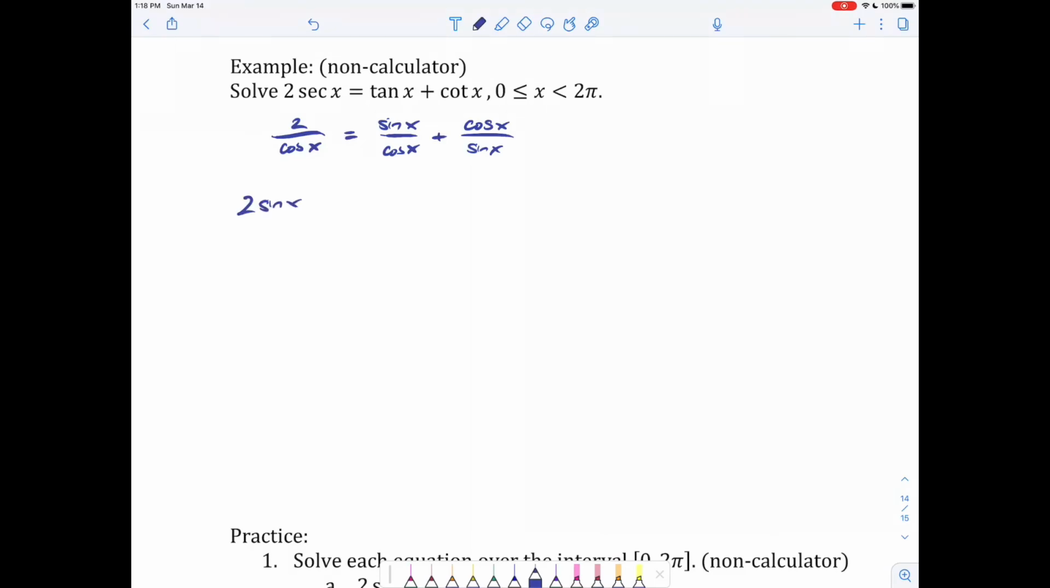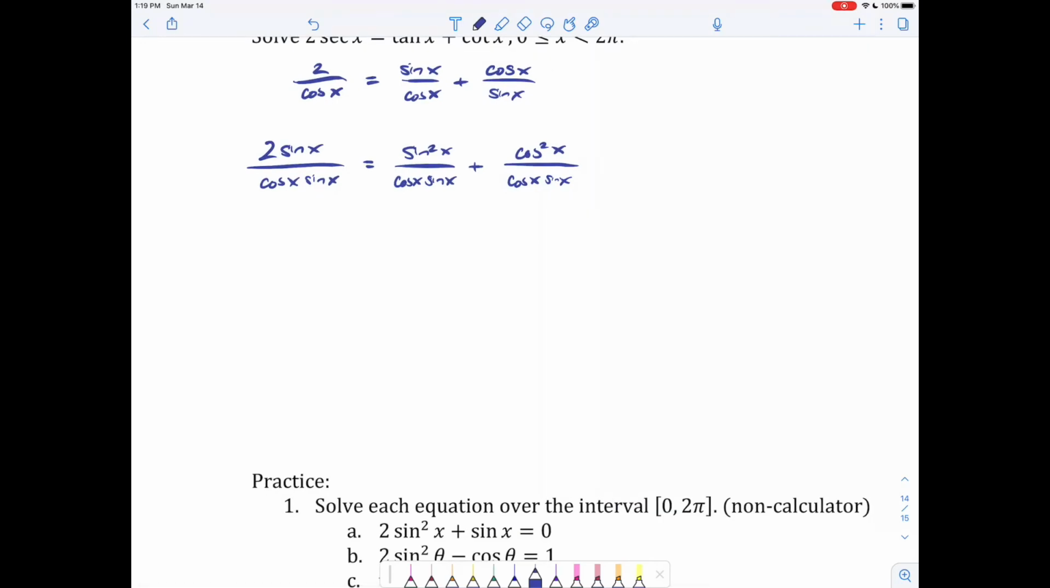So, I'll rewrite that left side as 2 sine x over cos x sine x, just because I know that those are going to have to both be in the denominator. Which means that this term can be rewritten as sine squared x over cos x sine x. And this other one can be written as cos squared x over cos x sine x. So if I multiply everything by that denominator, I just get that 2 sine x is sine squared x plus cos squared x, which means that 2 sine x is equal to just 1. So sine of x is equal to 1/2.